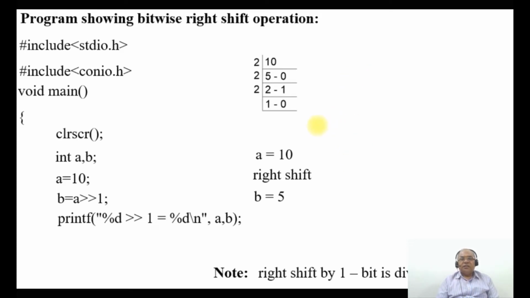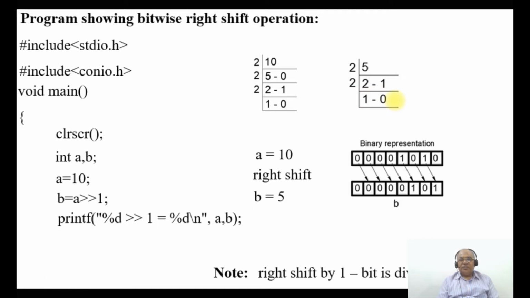So how are you going to get the value of a, that is 10? 2 5s are 10, remainder 0. 2 2s are 4, the remainder is 1. 2 1s are 2, the remainder is 0. So the binary representation for 10 is 1 0 1 0. Of course, we are going to write that in the end. Again, 2 2s are 4, the remainder is 1. 2 1s are 2, the remainder is 0. The binary representation of 5 is 1 0 1. So you can see the binary representation of 10 is 0 0 0 0 1 0 1 0.